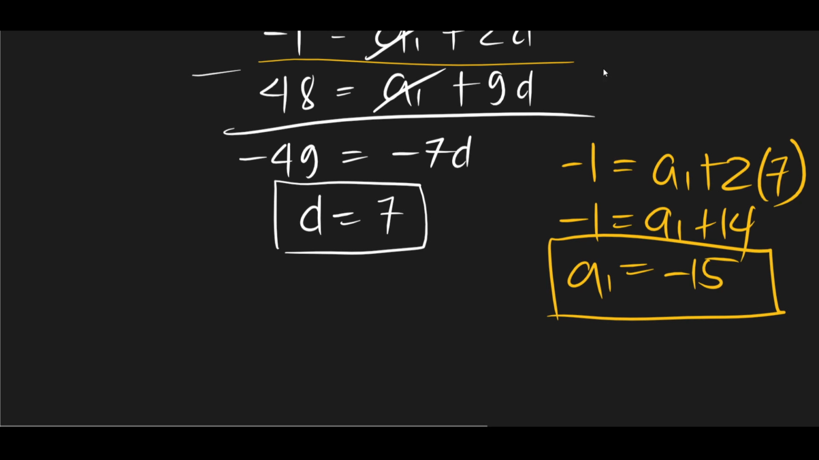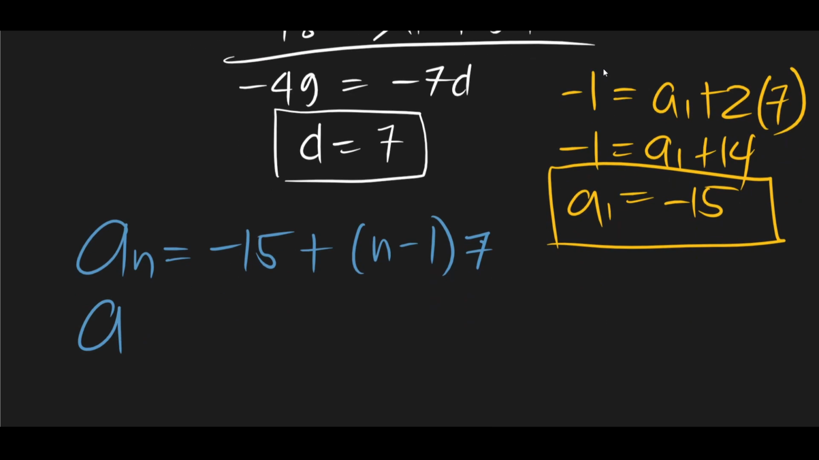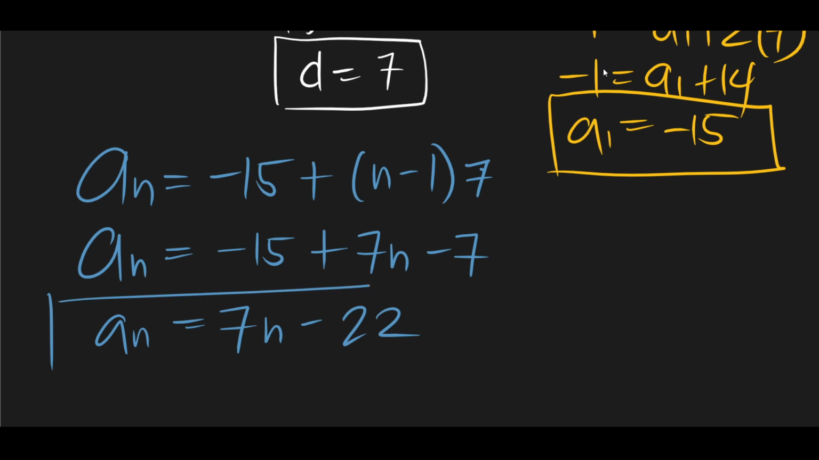Our general term, therefore, is an is equal to a1, which is -15, plus (n minus 1) times d, which is 7. Okay, so if we evaluate that, an is equal to -15 plus 7n minus 7, then you will get an is equal to 7n minus 22. Okay, so here we have our general term.